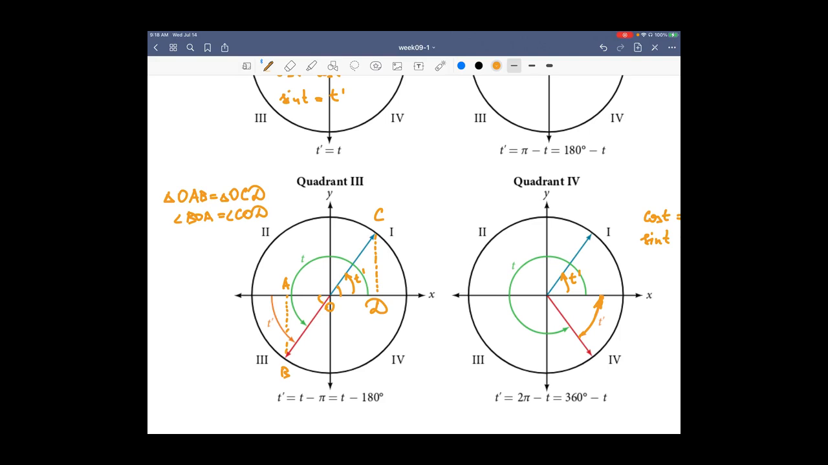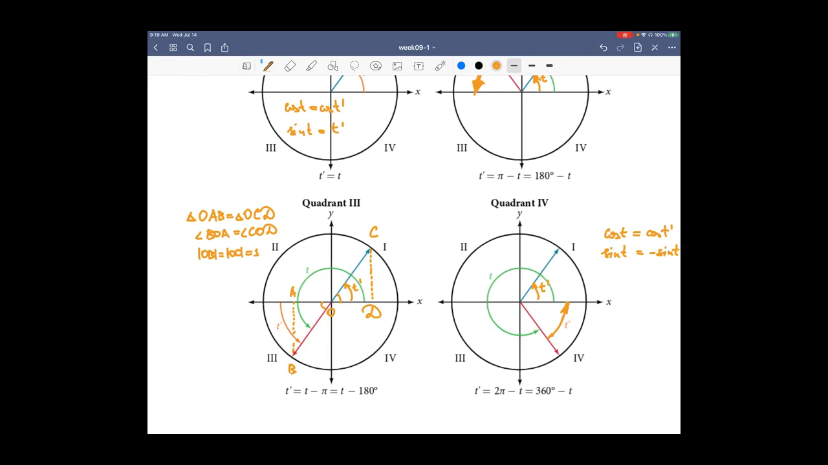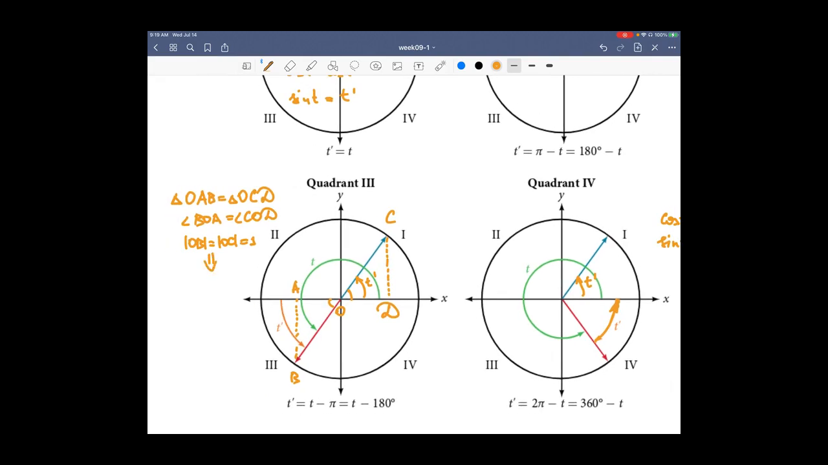And also they have equal hypotenuses. The distance OB equals the distance OC equals 1. So the triangles are indeed equal. Therefore, distance AB equals distance CD, and distance CD, by the way, is the y-coordinate of this point. That's sine t prime.